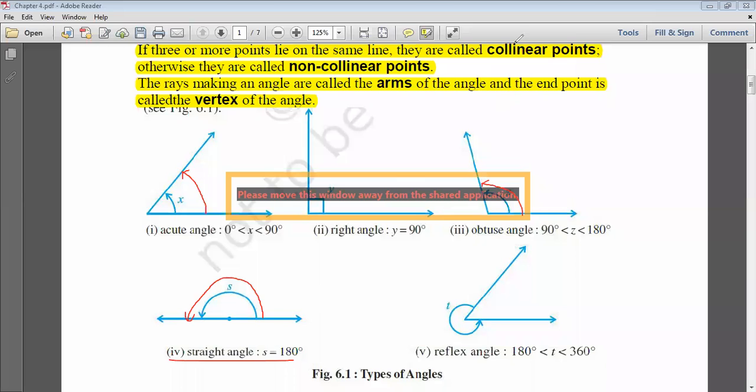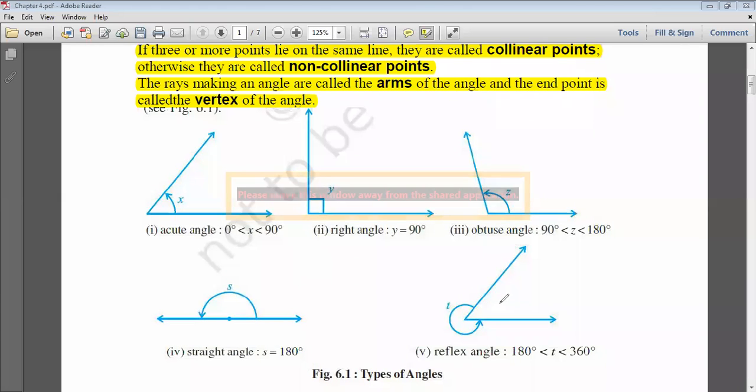We cannot move like this. It is wrong. Don't mark an angle like that. Always remember that. These are the basics.